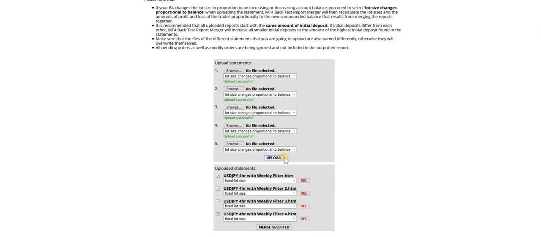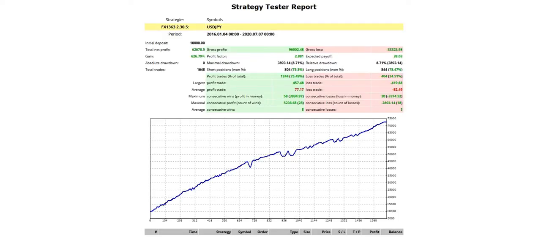All right. So it confirms uploaded statements. So I've got the 4 statements uploaded and merge selected, and we'll see what it comes up with. So it just thinks a bit. Goes to a new tab, and there you go. Brings up all those 4 tests combined. It's only the one pair, so it's USD Japanese yen. You can see a lot of trades. You can see the graph here.